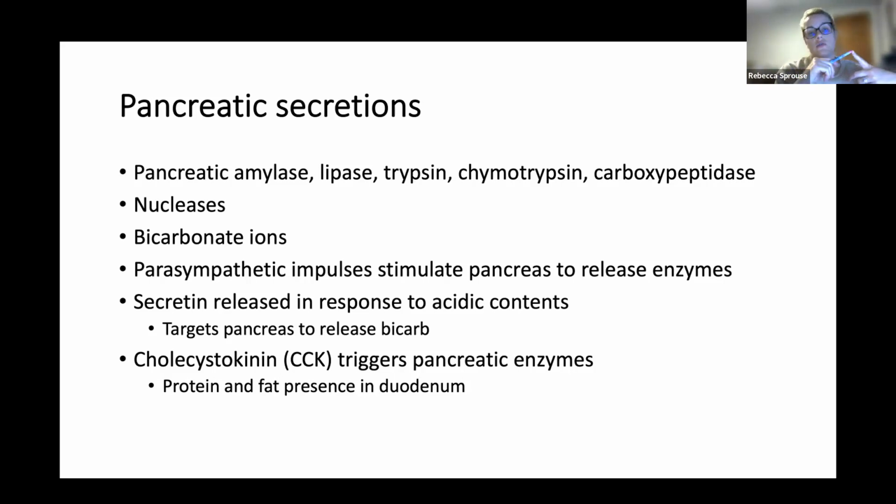Secretin responds to the acidity of the contents of chyme. And so secretin is going to release that bicarb from that pancreas. CCK is going to trigger those pancreatic enzymes, basically in response to the detection of protein and fat in the small intestine. It says, hey, there's protein and fat in here. We need these enzymes to be able to break those things down.